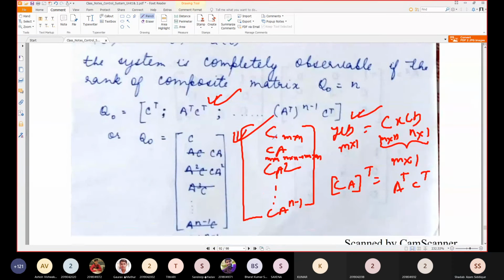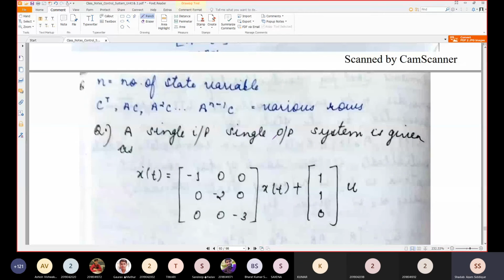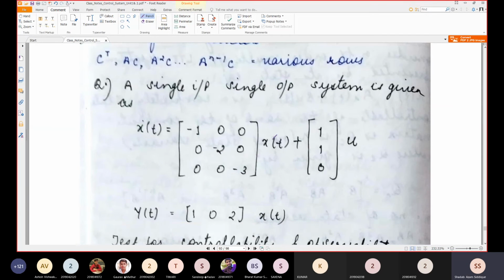So you have a problem given here, and we'll try to solve it using the equations given here. I'll take it quickly, and in the next class also I'll try to dictate this. I'll try to solve this problem again. Here a single input, single output system is given.